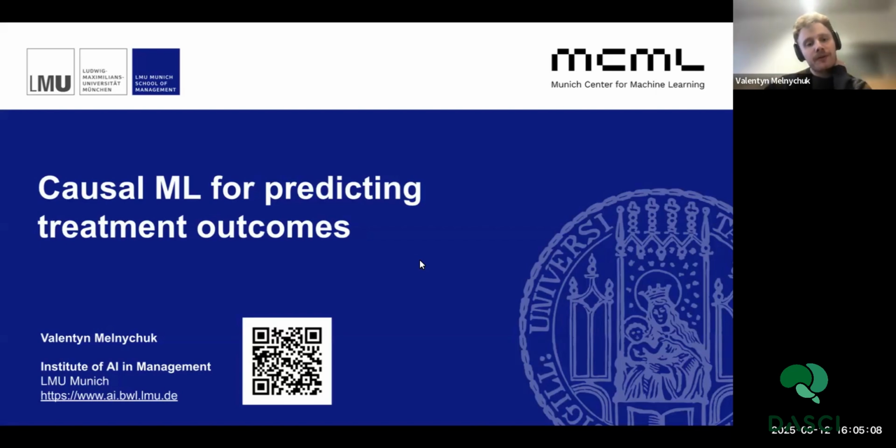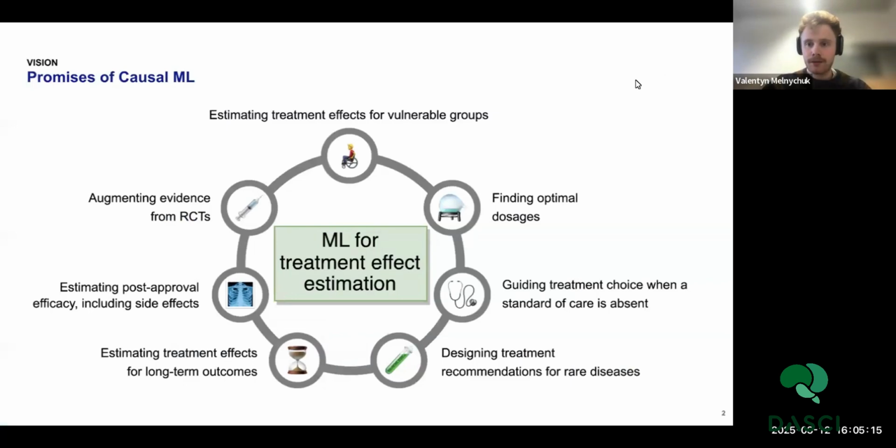Today I want to talk about the usage of causal machine learning, especially in medicine. I would start with the great vision, the kind of promises that causal machine learning has for treatment effect estimation, for example. In a nutshell, it's a very powerful tool to augment evidence from randomized controlled trials. And in many scenarios, we can even do something that randomized controlled trials cannot do or that is unethical. Causal machine learning can allow us to scale and individualize treatment to every single individual.